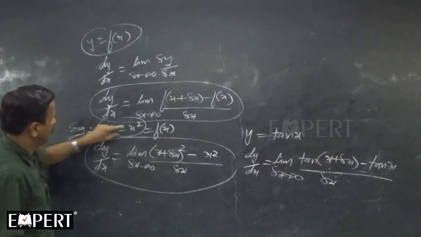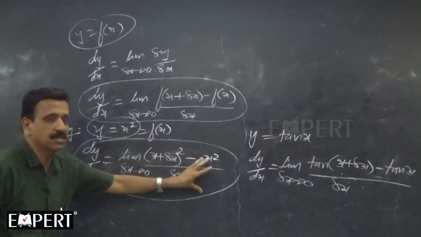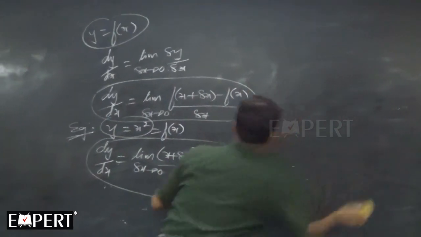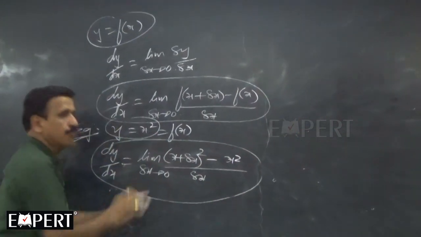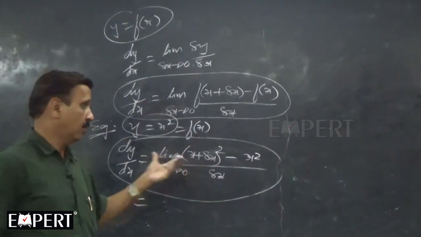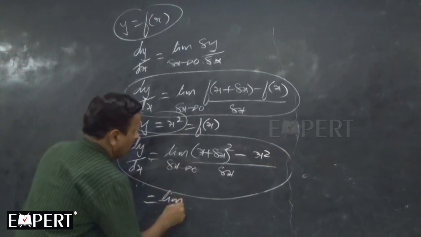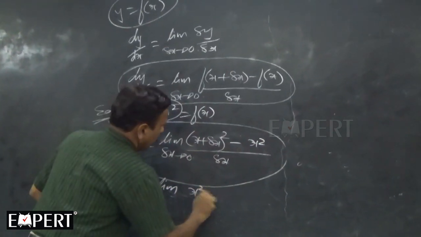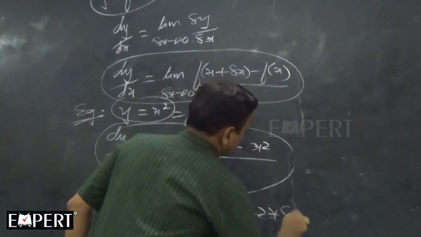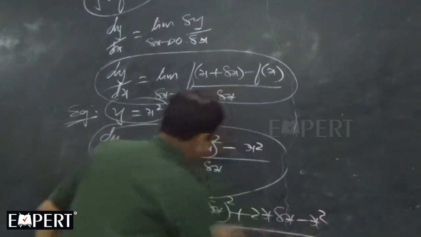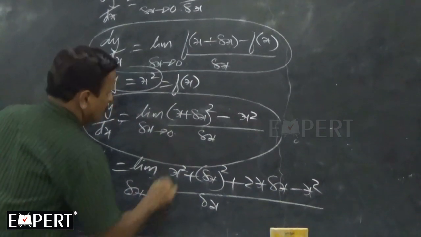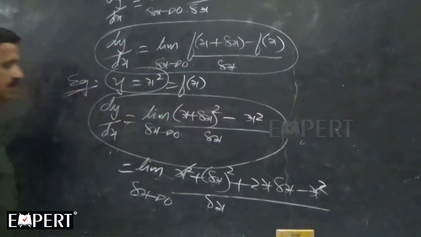For the function y is equal to f of x, dy by dx is this. For the function y is equal to x square, dy by dx is this. Let us simplify, you will get the answer. Let us see how to get it. It is a problem under limits now. You have worked out plenty of problems in limits. This may not be tough for you. Limit of, expand this, x square plus delta x the whole square plus 2x delta x minus x square, divided by delta x when delta x tends to 0. You find that x square cancels.